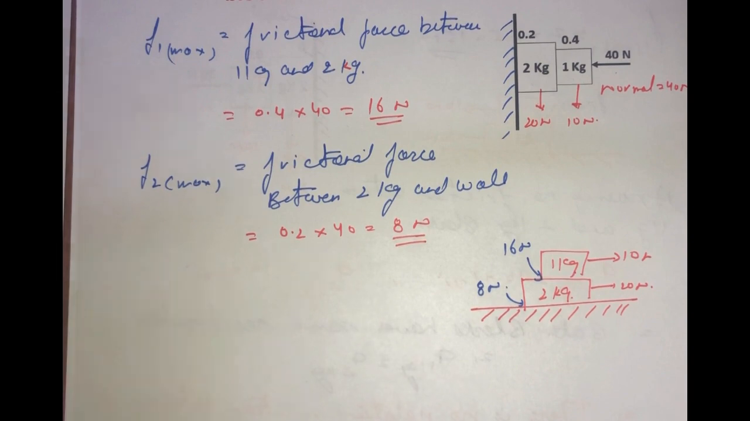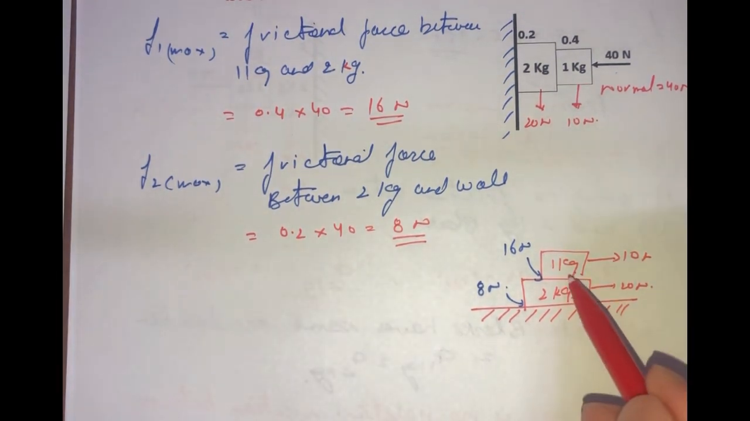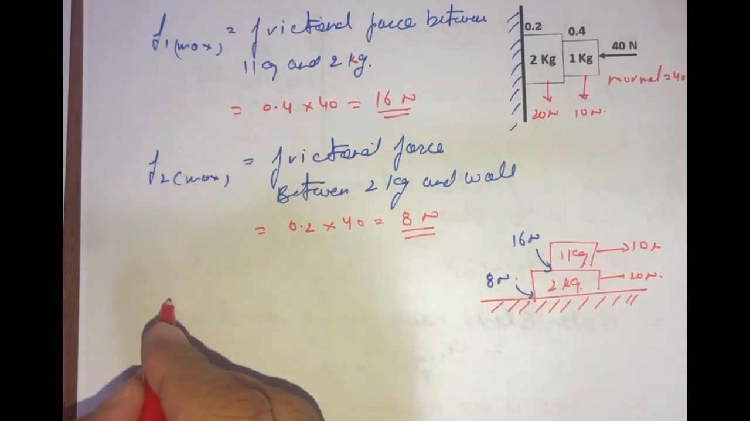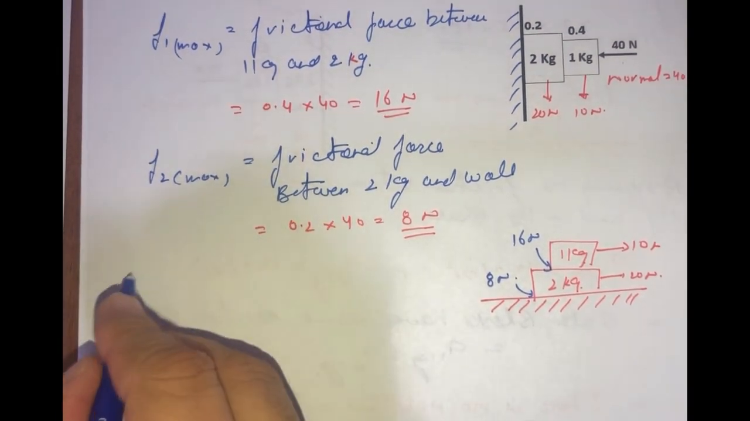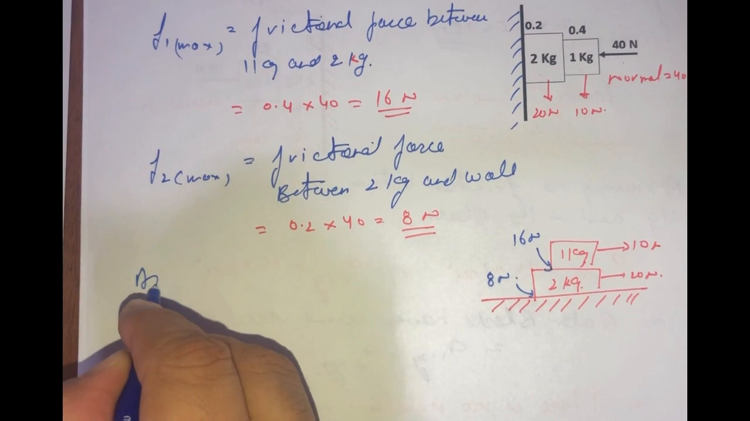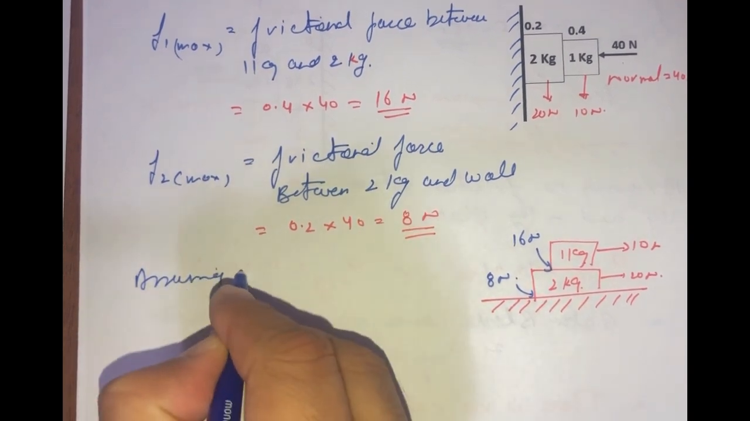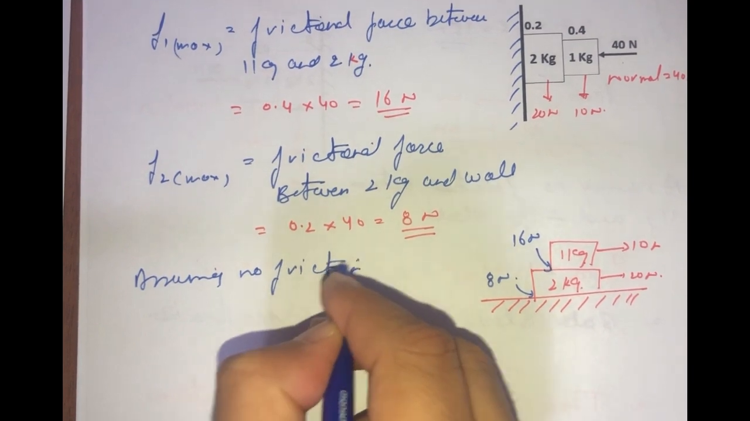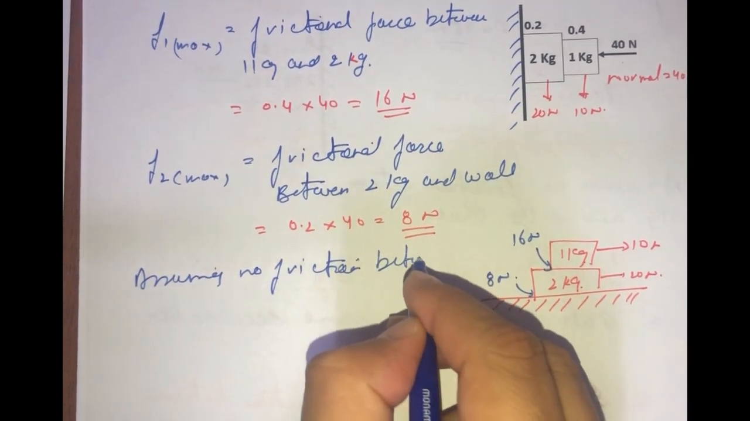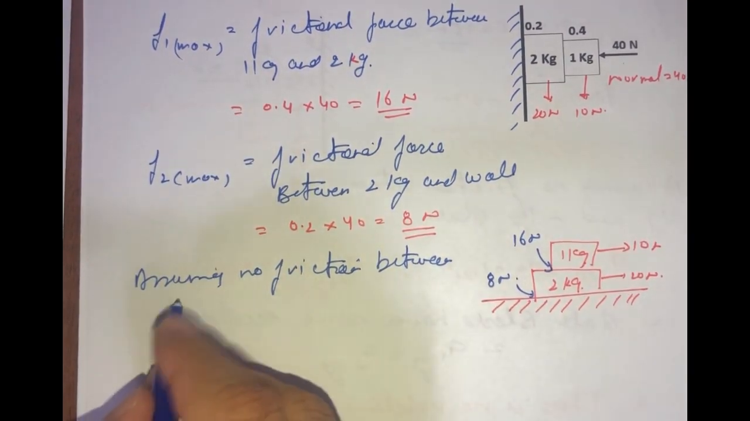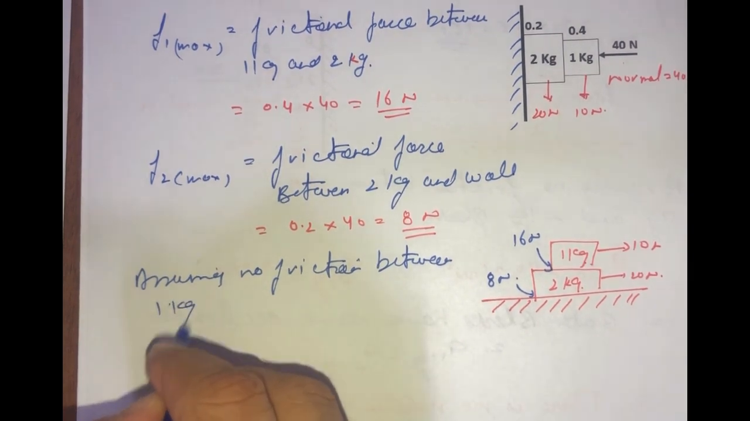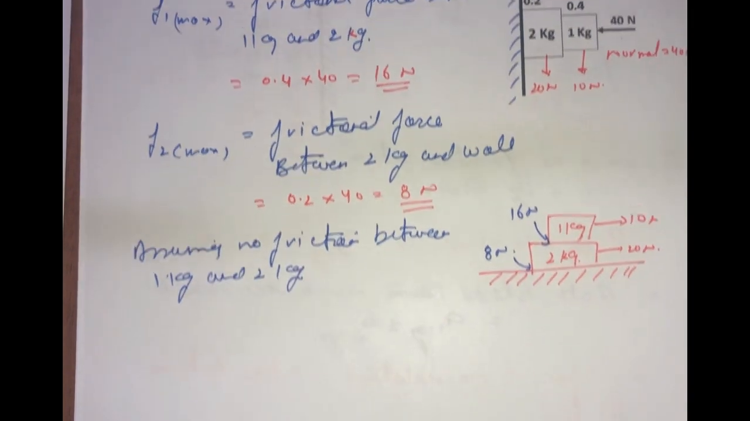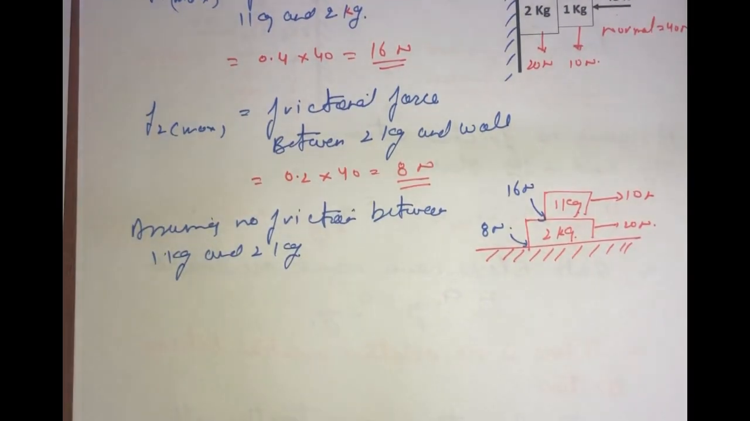So once again we are going to assume that there is no friction between 1 and 2. So you can say, assuming no friction between 1 kg and 2 kg. So we find out the individual acceleration.